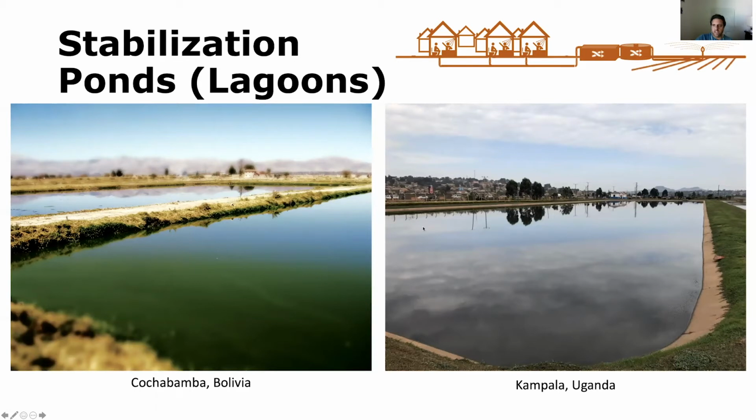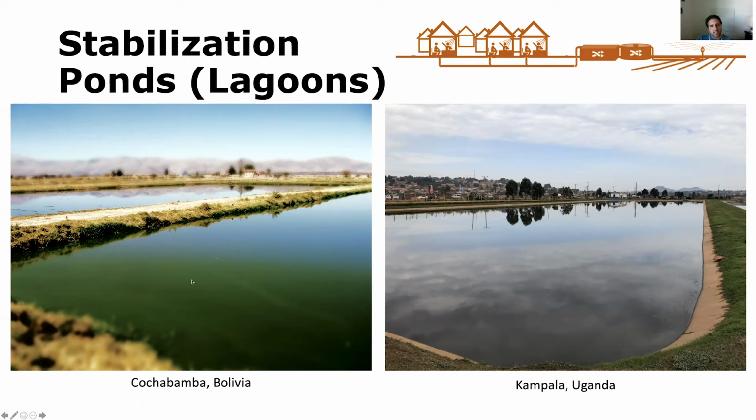You can see it's really just an excavated basin where you have sunlight hitting the wastewater, and the wastewater stays in there for a long period of time, many days, maybe even weeks or months in some cases. During that time, the sunlight allows for the growth of algae. The algae are utilizing the nutrients that are naturally present in the wastewater and the energy from the sunlight. So in this pond here on the left, you can see that the color of the wastewater changes to a green color, and that's because of all the algae growth.